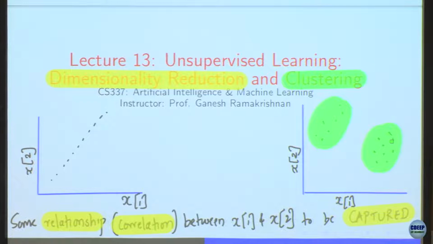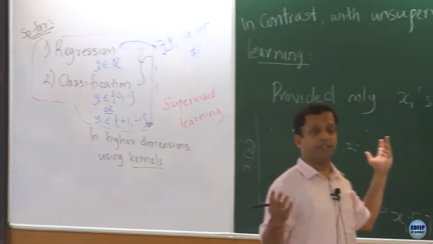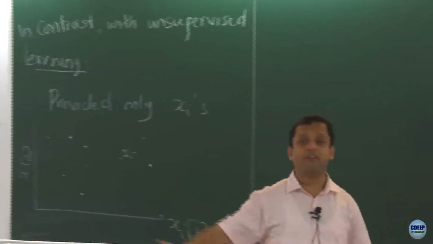Do you get the high level picture? Any questions on this? I hope it's clear to everyone that in both these settings, we are not depending on yi. There might be a yi associated in clustering. There might be a yi that I have hidden from you.